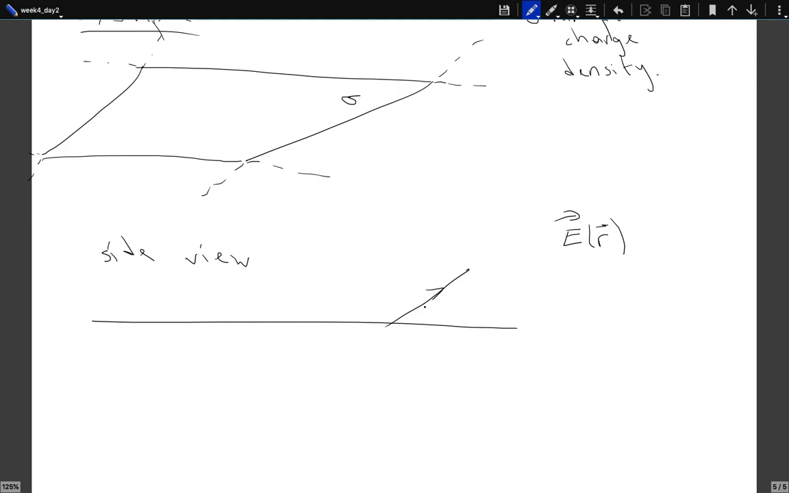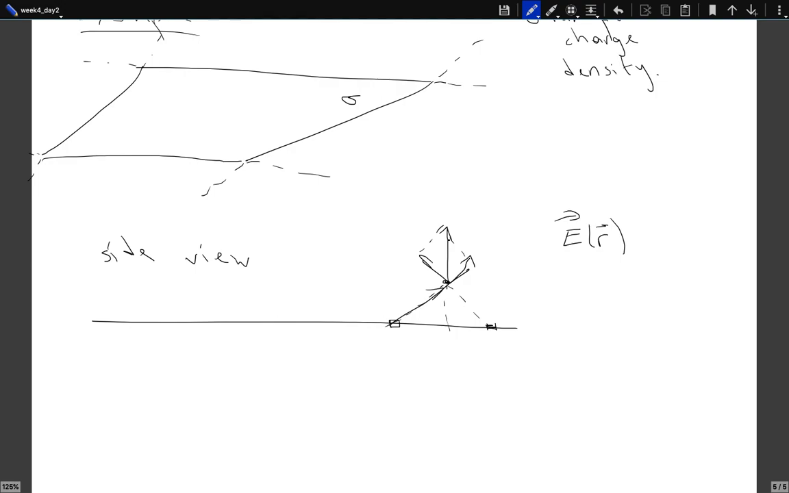Well, you can say that as your friend pointed out. For example, if you take a point over here, for every very small patch over here, there will be a symmetrical patch over there. They will both create electric fields in these directions of equal magnitude. When you sum them up, the total electric field will be vertically upward. That is one argument you can use.